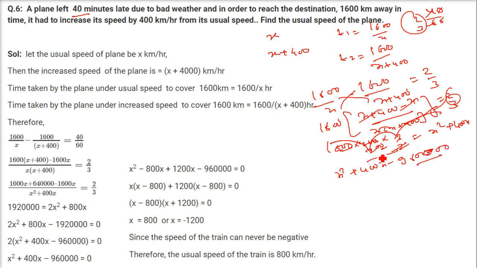So this 96 with 4 zeros can be written as 800 into 1200. This also gives you the same thing. So for 400 we write minus 800 plus 1200x. You can take x common, x minus 800, you can take 1200 common, x minus 800. x minus 800 can be taken out. This will be x plus 1200. This gives you x equal to 800, this gives you x equal to minus 1200. You discard this thing, x equal to 800 we are going to take. So the usual speed of the plane is 800 km an hour. This is what we have to do.